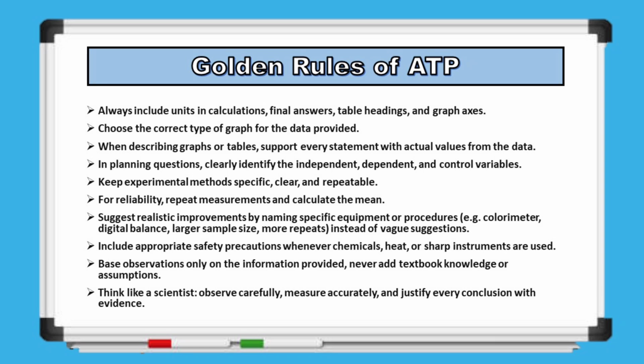Always include suitable safety precautions whenever chemicals, heat, or sharp instruments are involved. Base every observation only on the information provided in the question and never make assumptions using textbook knowledge. Most importantly, think like a scientist by observing carefully, measuring accurately, and supporting every conclusion with evidence. And most importantly, practice as many ATP past papers as you can, because regular practice is the key to developing the observation, drawing, calculation, and data analysis skills needed to score well in this paper.